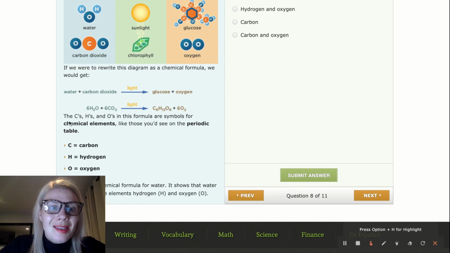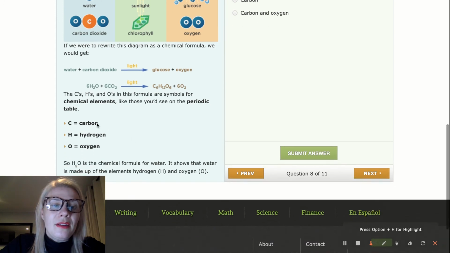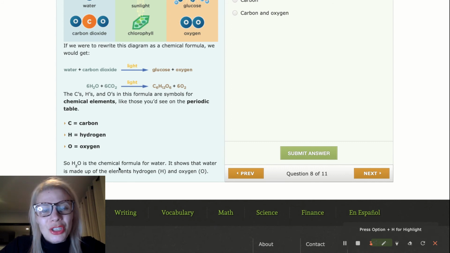Okay, the C's, H's, and O's in this formula are symbols for chemical elements like those you'd see on the periodic table. So C equals carbon, H equals hydrogen, O equals oxygen. So H2O is the chemical formula for water. It shows that water is made up of the elements hydrogen and oxygen. And we'll talk about these more next week.